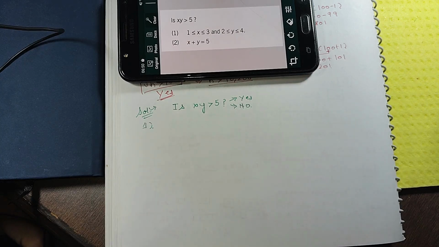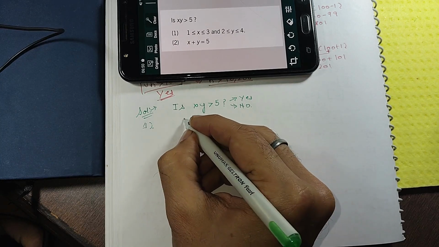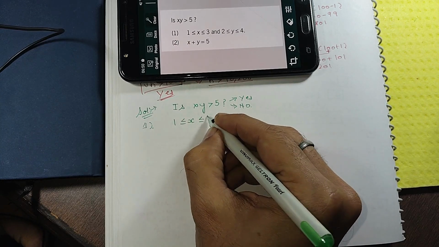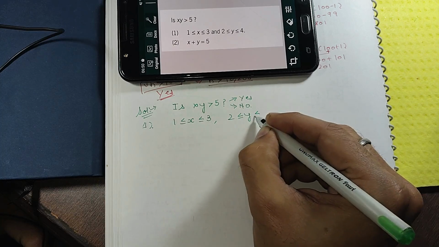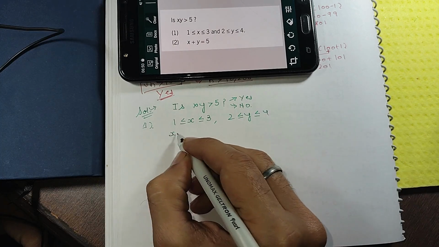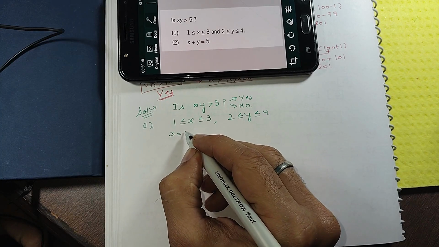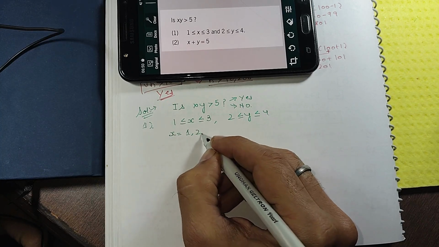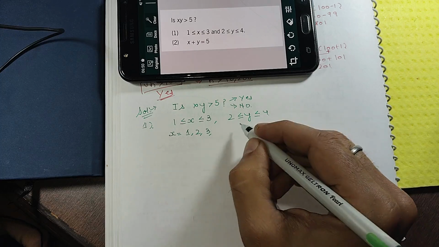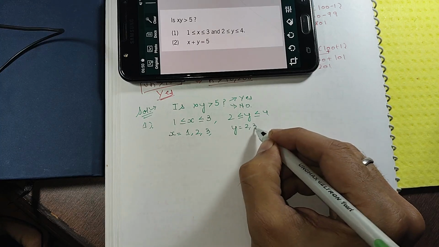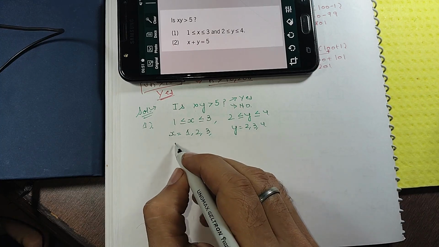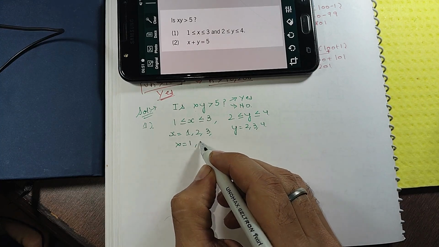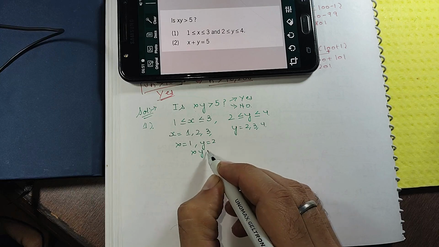Statement 1 tells me that the value of x is greater than or equal to 1 and less than or equal to 3, and the value of y is greater than or equal to 2 and less than or equal to 4. So from this information, x can take values between 1 and 3. In integer form, it can take value 1 to 3 and y can take value 2, 3, 4. We need to find whether x into y is greater than 5. Now, if I take x equal to 1 and y equal to 2, then xy will be having value equal to 2.